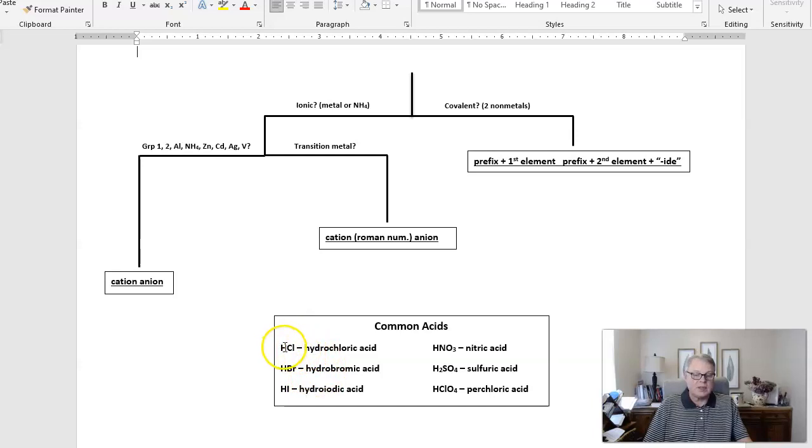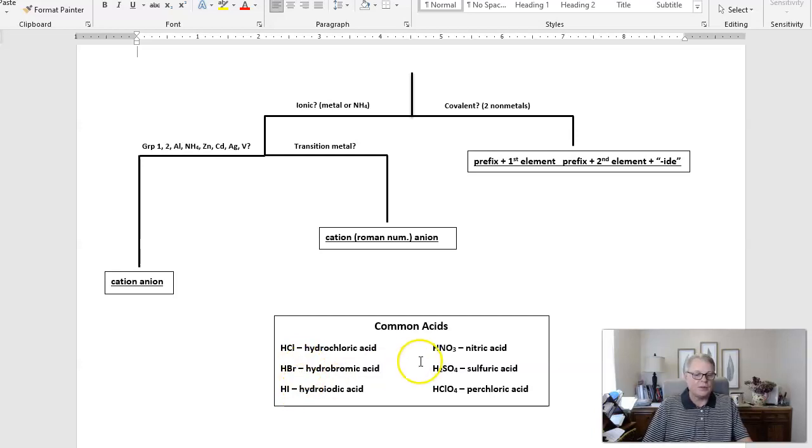Okay? So if you see HCl, that's hydrochloric acid. If you see HBr, that's hydrobromic acid. And if you see HI, that's hydroiodic acid. Cl, Br, I. They're all in the periodic table. See, it's those three halogens. They're all sitting next to each other, right? One below the other, so that's easy to see.